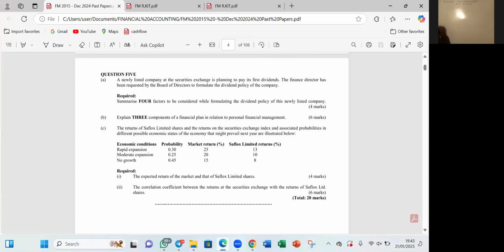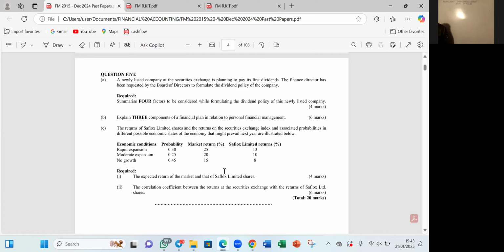Let me share the paper. So this is the question. Question number 5C. Let me just read it. So the return of Suffolk Limited shares and return on the Security Exchange Index and the share probabilities in the different possible outcomes of the economy that might prevail the next year are illustrated below.